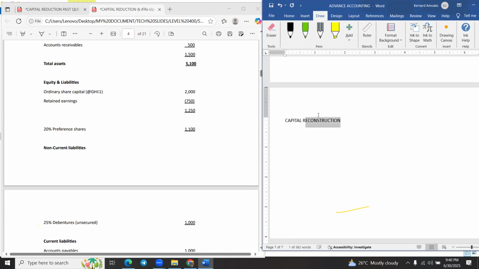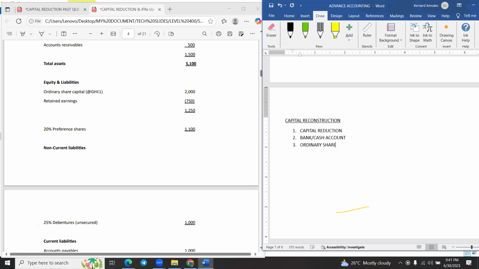Okay. So capital reconstruction, there are three accounts that you need to open. One, a capital reduction account, and two, bank or cash account. Three, ordinary shareholders account.